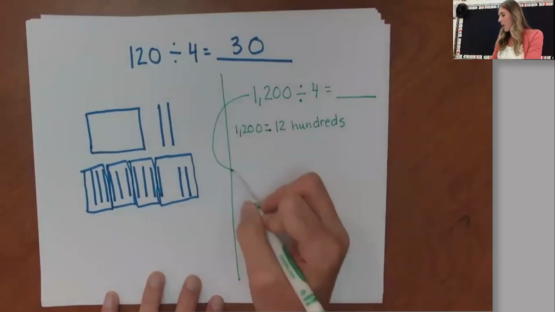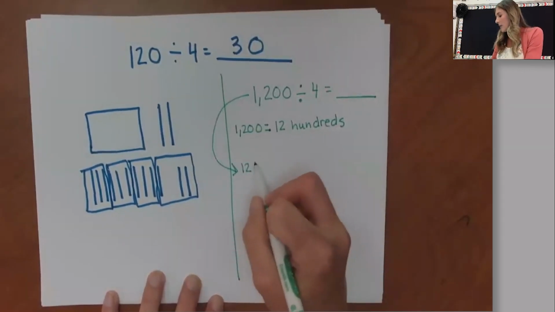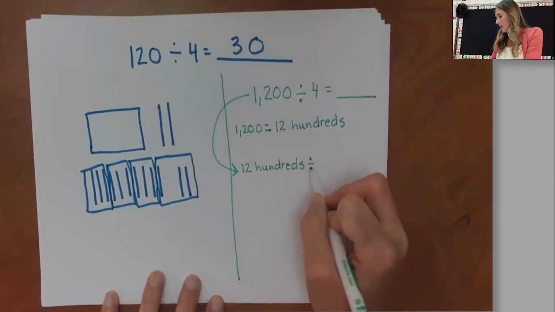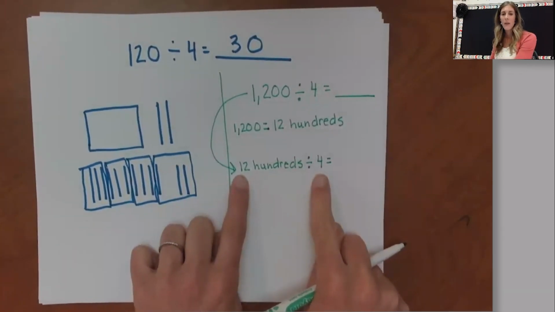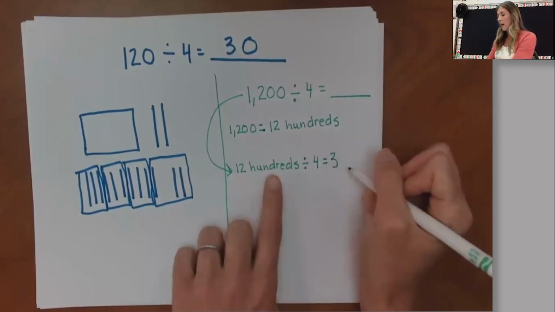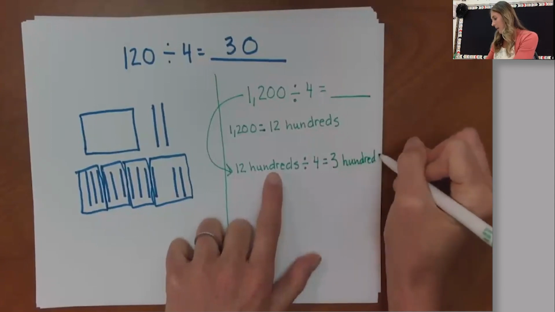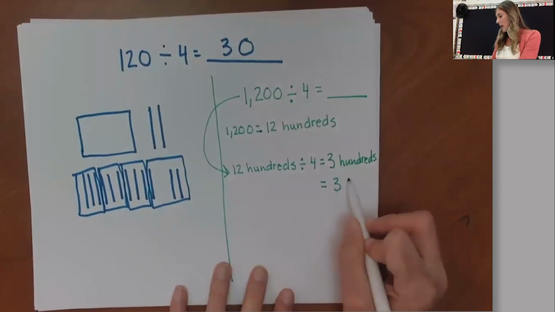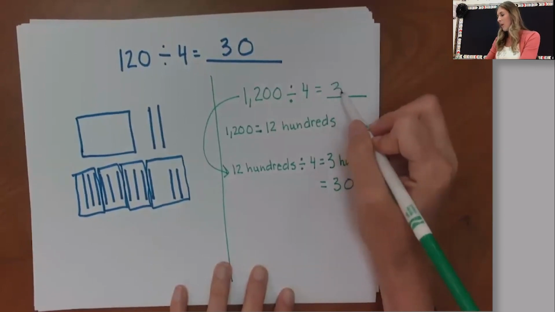So we can think about our problem, 1,200 divided by 4, as 12 hundreds divided by 4. And there we can see our basic fact, 12 divided by 4. We know that 12 divided by 4 is 3. We can't forget our unit, hundreds. And we know that 3 hundreds can also be written as 300. So our quotient, or our solution, would be 300.